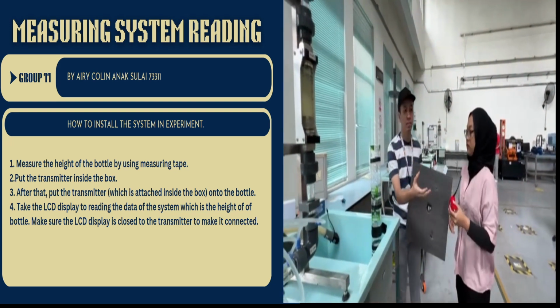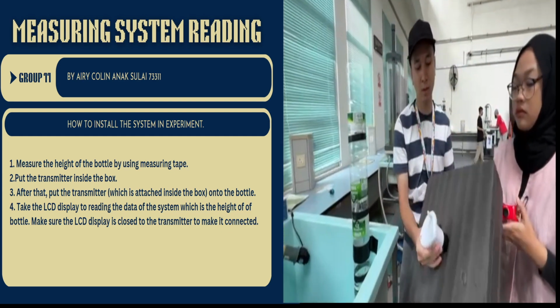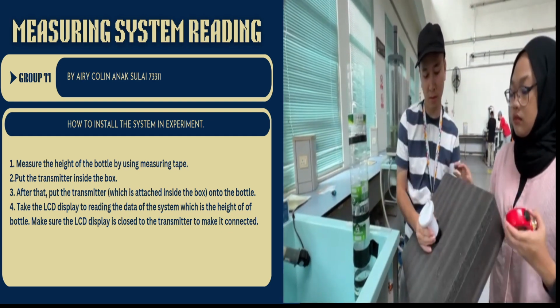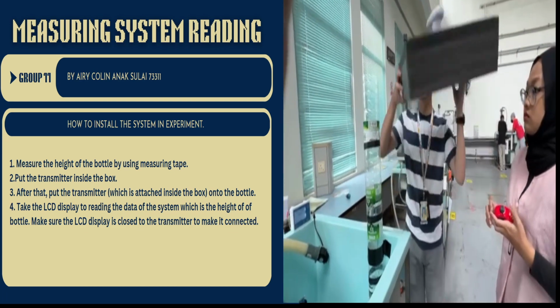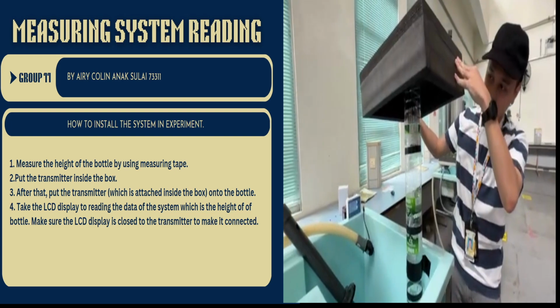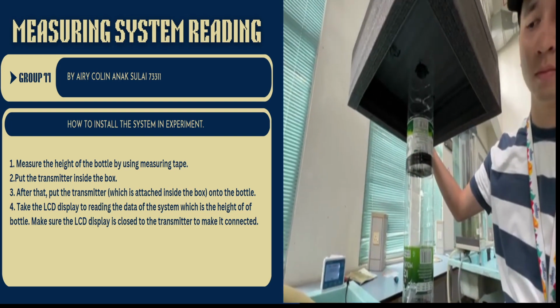And the next step, we're going to put the transmitter inside the box and put this box onto the bottle. So we have this kind of look of the system.